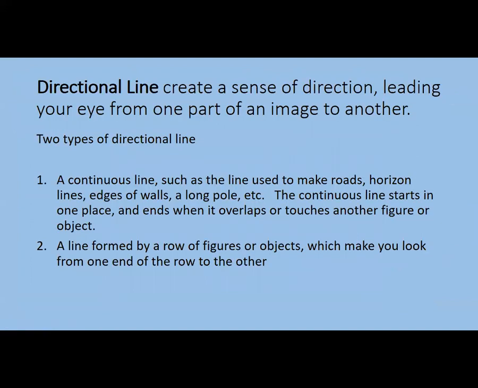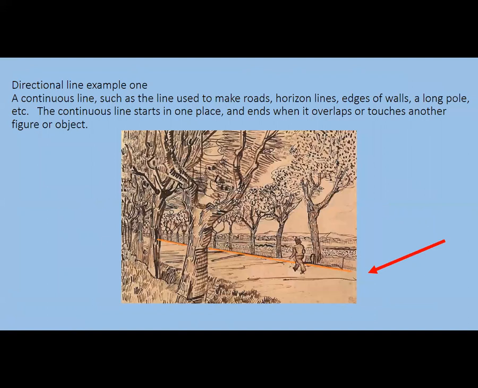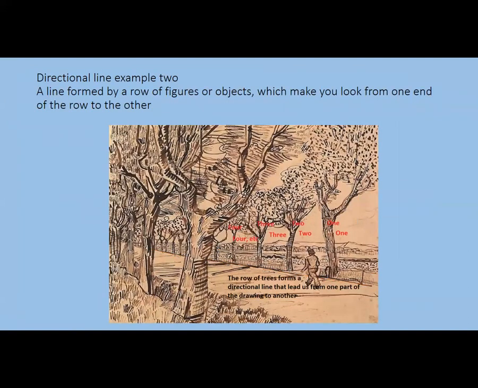Then there's another kind of directional line. These are both directional lines. The first is a continuous line that starts in one place, leads to another. The second kind of directional line is a line that's formed by a row of figures or objects, which make you look from one end of the row to the other end of the row. Call these directional lines, don't call them continuous lines. I just want to say that because I have students on tests that call them continuous lines, and that's incorrect, or in papers, they'll call it that. So the second example of directional line is rows of things. So they're rows of trees that make us look from here to here to here to here and onward.